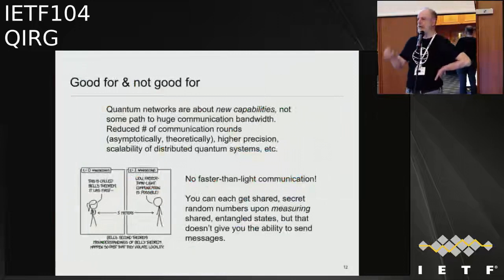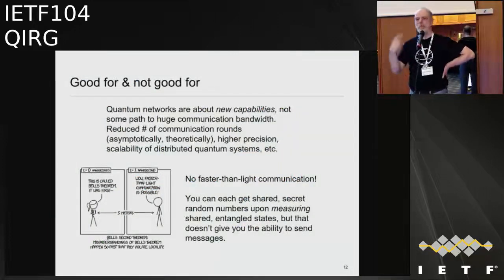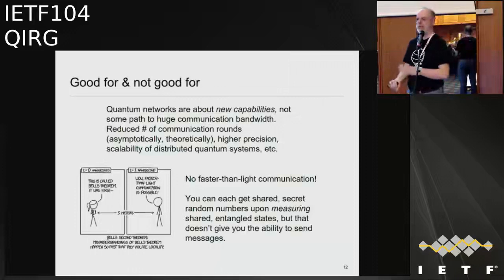So what are these networks good for and not good for? Very briefly, quantum networks are about new capabilities. Some people sort of naively, when they first come in, they hear quantum, they think something fast is going on. They think maybe we'll either be able to violate the speed of light and transmit information faster than the speed of light. I'm here to disappoint you and tell you that's not the case.